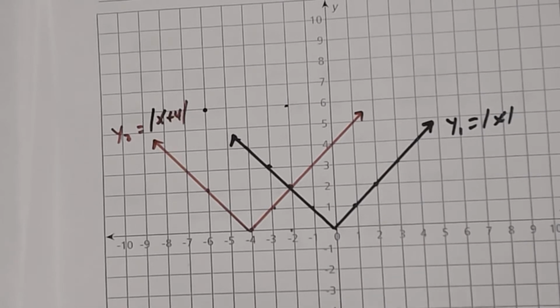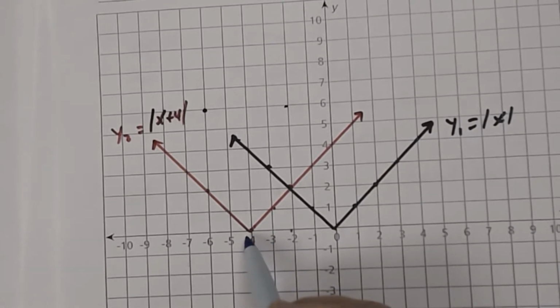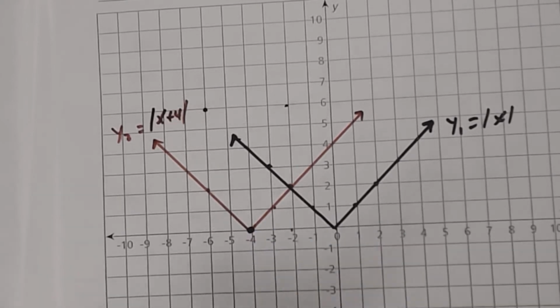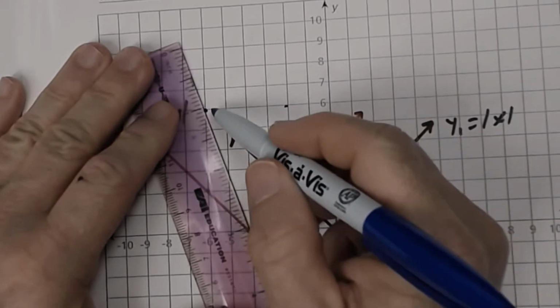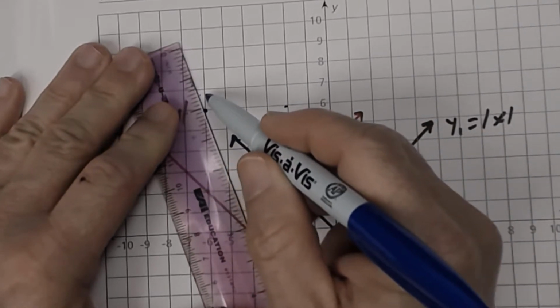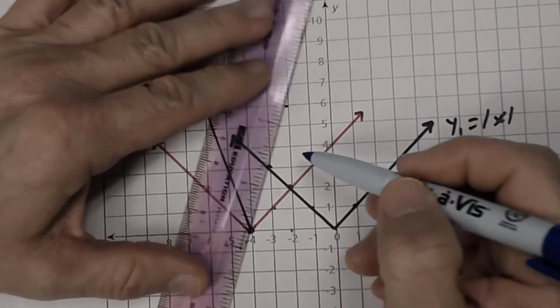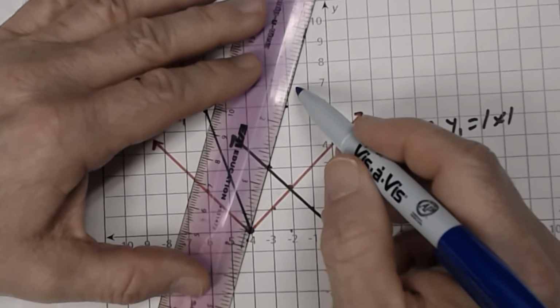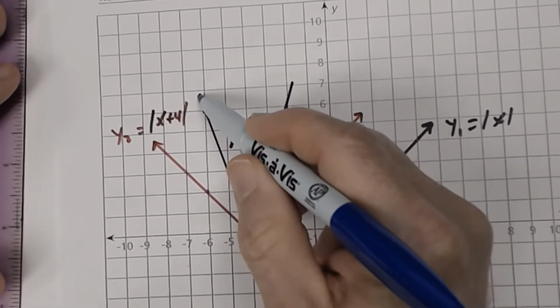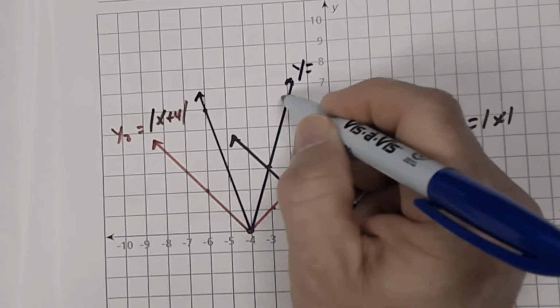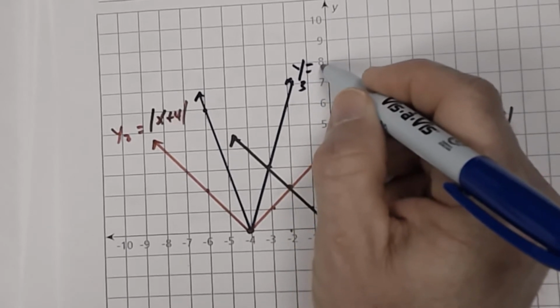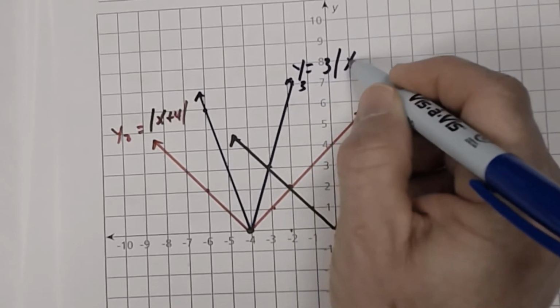All right, by the way, the point negative 4, 0, where's that? That stays on the x-axis because the y value is 0. 0 times 3 is still 0. Then I graph that and see how skinnier it became. So I get something that looks like this. So this right here is y3 equals 3 absolute value of x plus 4.